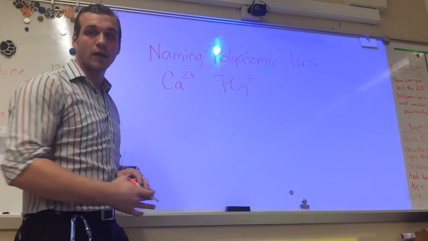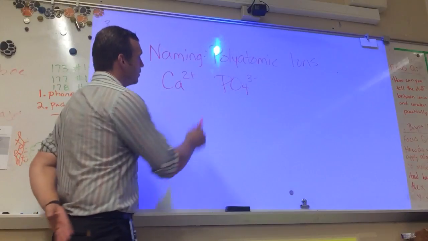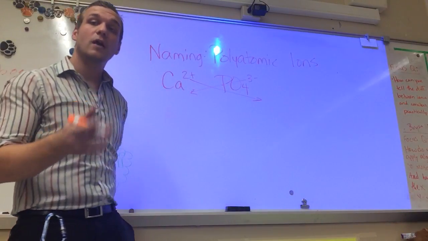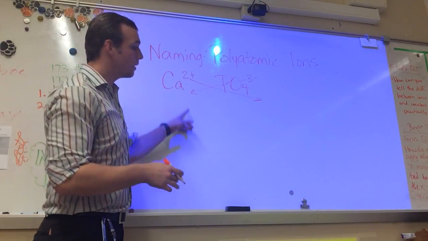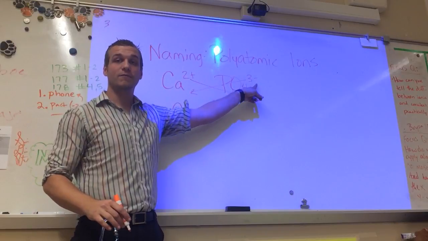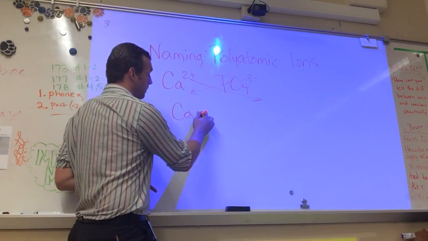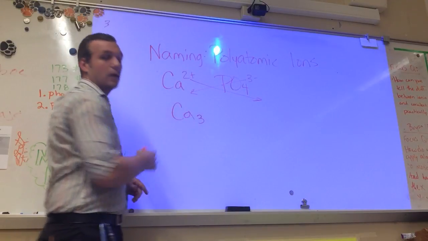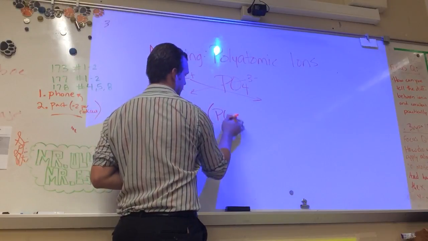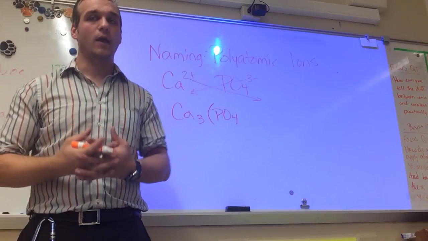You know that from the periodic table. So when you crisscross these, the charges become subscripts. Okay? So let's look at calcium. The 3 from phosphate came down, and now it's going to be Ca3. And then you have phosphate. The PO4 will always stay together.